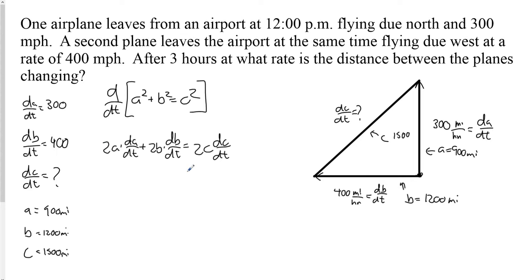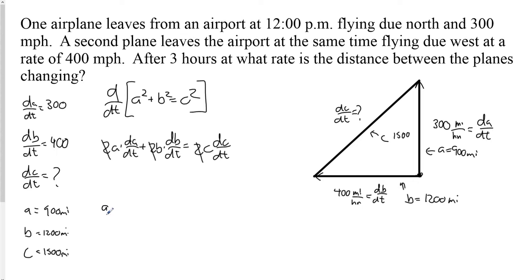So I can plug in all of these values. I can say 2 times 900. Actually, didn't I say I was going to cancel out that 2? I did. So I'm going to cancel everything was divided by 2. So I've got 900 times dA over dt plus 1,200 times, let's see here. I know what dA over dt is, I know what all these are.